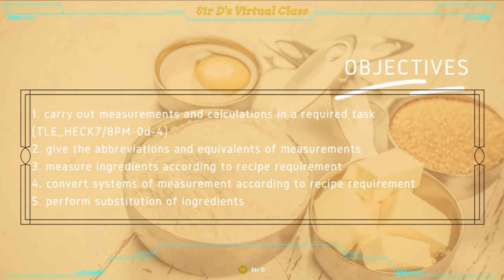Our objectives for this lesson are the following. First, carry out measurements and calculations in a required task. Second, give the abbreviations and equivalents of measurements. Third, measure ingredients according to recipe requirement. Fourth, convert systems of measurement according to recipe requirement. And fifth, perform substitution of ingredients. We do have a handful of objectives for this lesson, so keep yourself focused.